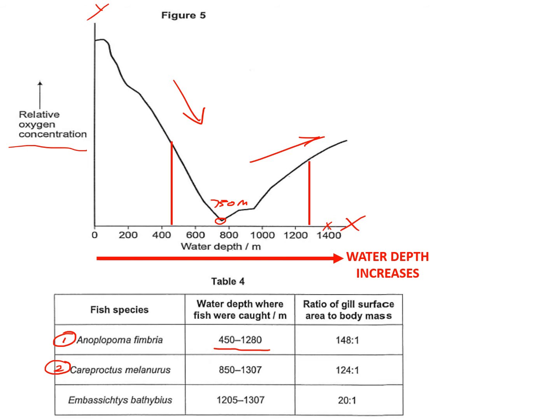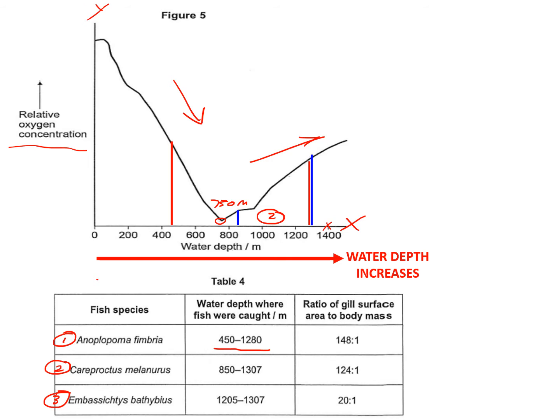melanoris is species number 2. So again, we're going to look at the data. The lowest depth is 850 meters, and the deepest depth is 1307 meters. So you only find species 2 between the two blue lines. And then we could also look at species 3. So species 3 is found at the deepest depths, 1205 to 1307.